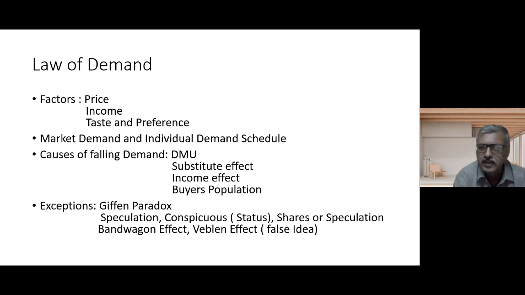Then we talked about certain exceptions. What are the exceptions where the law of demand does not hold? That means even if you increase the price, where ideally, as per the law of demand, the demand should reduce as we increase the price. But in certain goods, in certain categories of consumption, this law of demand does not prevail. And what are those conditions? Giffen paradox is one of them, speculation, conspicuous consumption, shares, or when you invest in shares or a speculative market, the bandwagon effect, and the Veblen effect. I think we talked about all this.